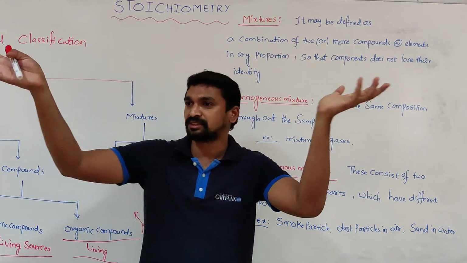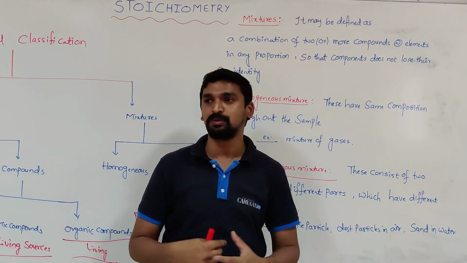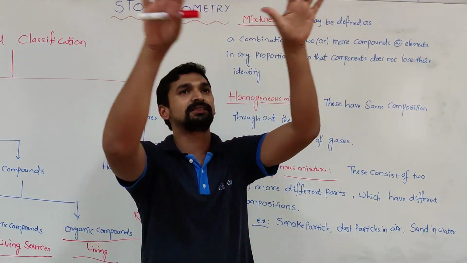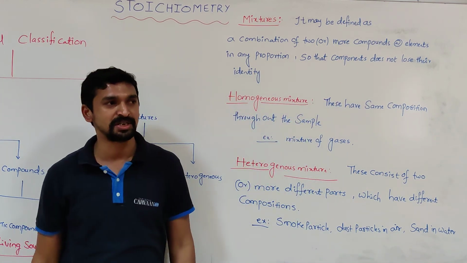The mixture of gases in the atmosphere seems very clear, visible to our naked eye. It consists of only one phase. So that is called a homogeneous mixture.